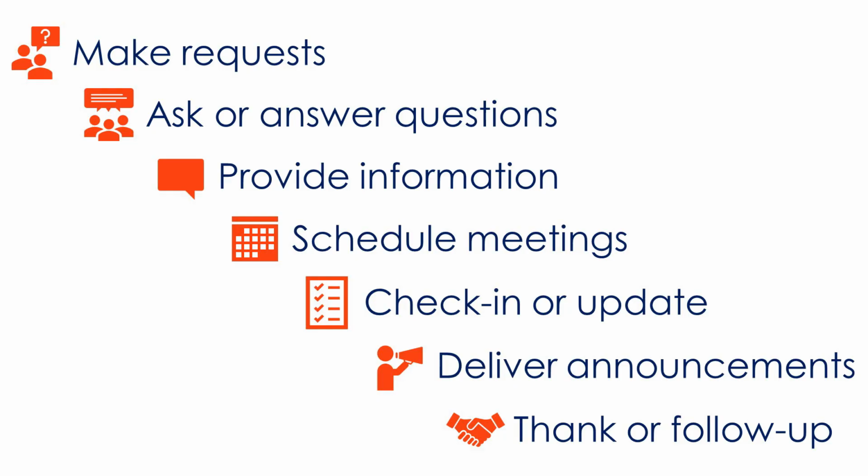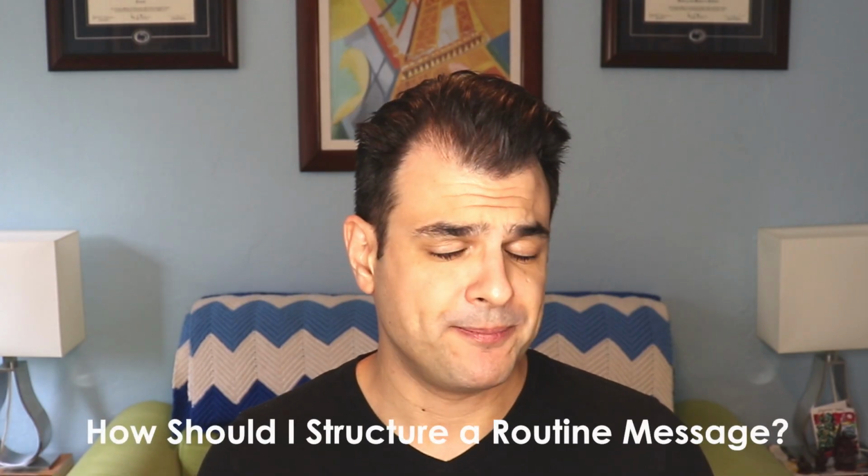Routine messages are incredibly versatile. You can use them for a wide variety of purposes. You can use them to make requests. You can use them to ask or to answer questions. You can use them to provide information, to schedule meetings, to check in on something or update someone. You can use them to deliver announcements. You can use them to thank somebody or follow up on something. You can use them for all of these purposes and many more. Again, they're incredibly versatile. But how do you structure them?